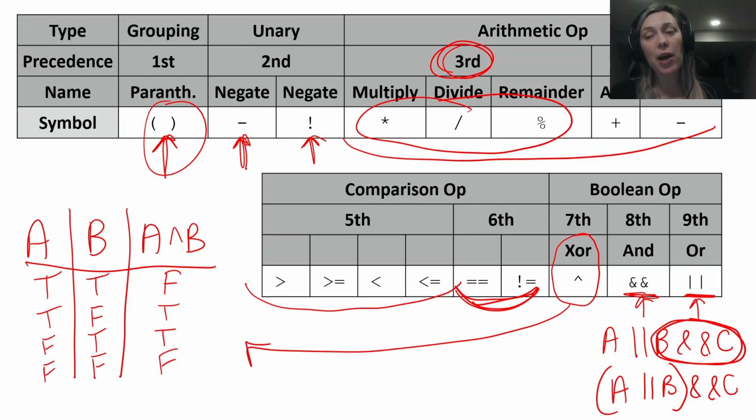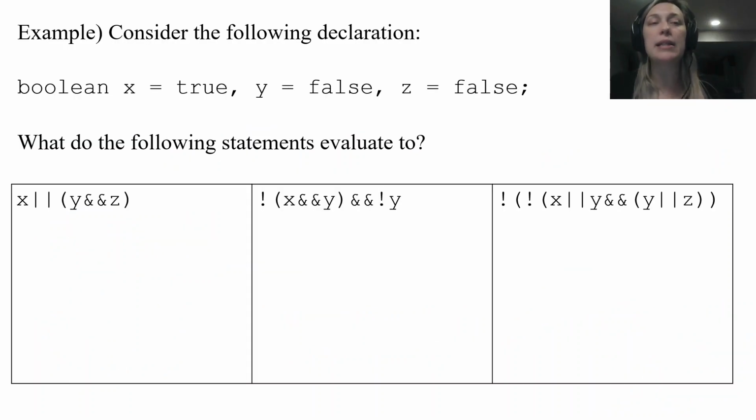Okay, so I've shown you how we use truth tables to evaluate Boolean expressions. Let's look at some examples of what we can do when we already have values for our Booleans. What I mean, let's say we have the following declaration. We know X is true, Y is false, and Z is false. Okay, so we have that declaration. What do the following statements evaluate to? So in this case, we have values for X, Y, and Z. So we don't have to make a truth table. You could, it's just more work than you need to.